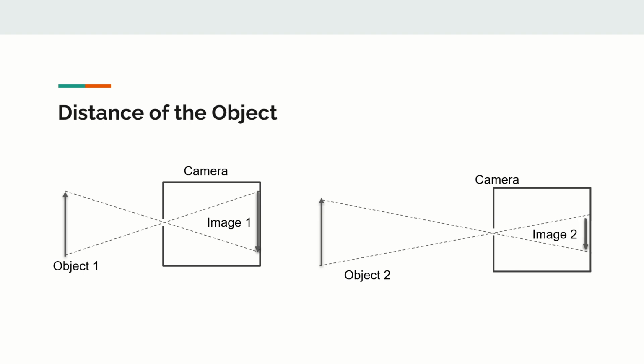Similarly, size of the object also depends upon the distance from camera. Here object 1 and object 2 have the same size, but distance of object 1 is comparatively less than object 2. So left image is comparatively larger than the right image.